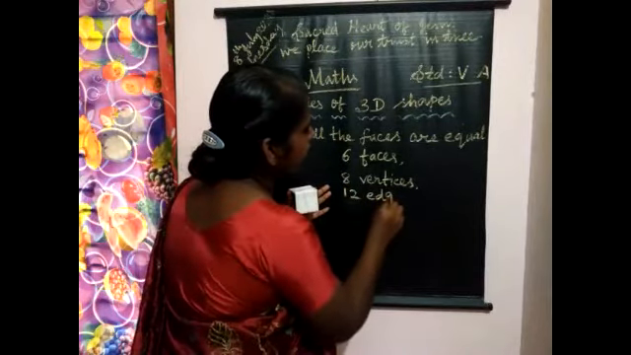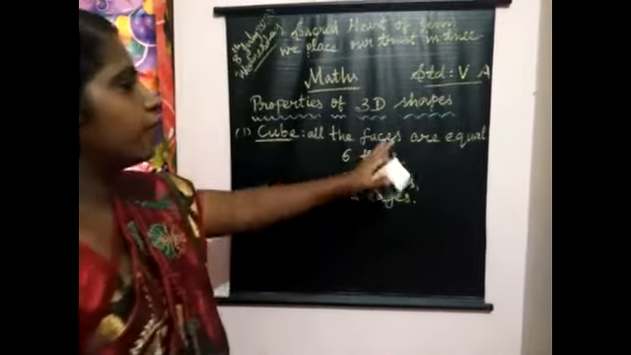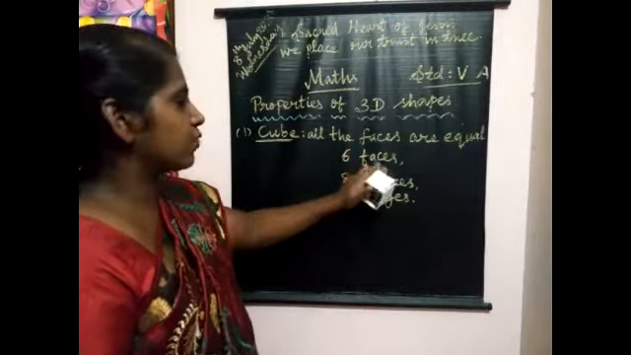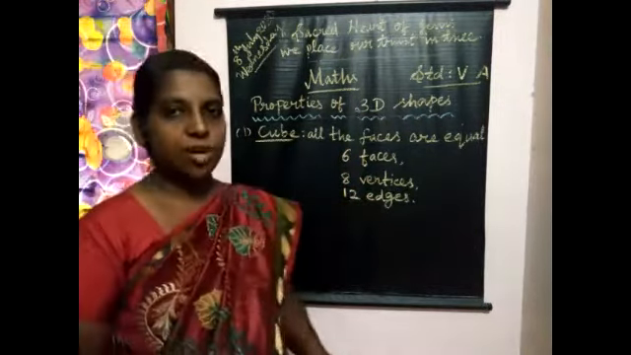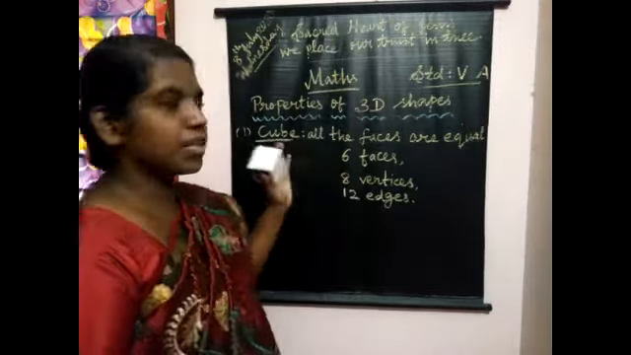Therefore, we can see that for a cube, all the faces are equal. How many faces? 6 faces. How many vertices? 8 vertices. How many edges? 12 edges. So these are the properties of a cube.